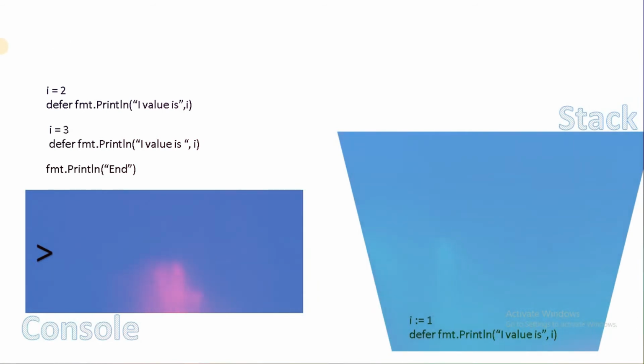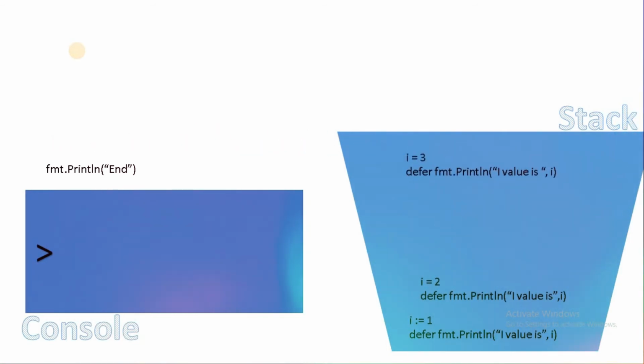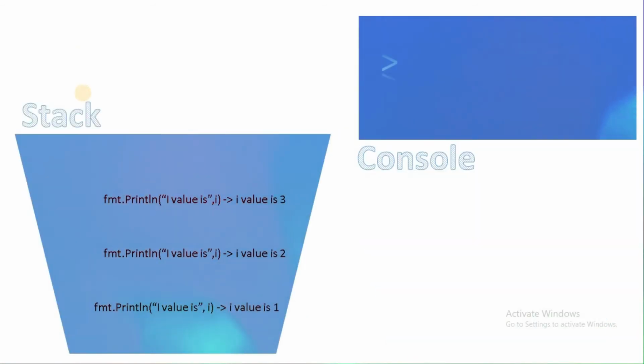So in our scenario, we have three defer statements, right? So all the three defer statements will be added into the stack with i value like this. When Go runtime starts executing the defer statements, it will pick up the statements from the stack one by one, and then it will execute the statement. Okay, so as per this statement, the i value is 3. So that's what it's printing, i value is 3.